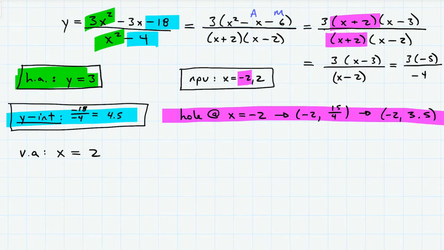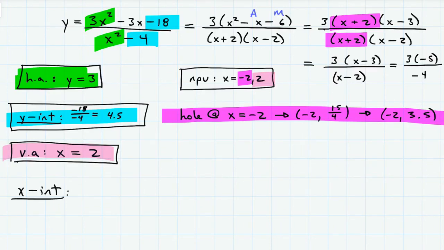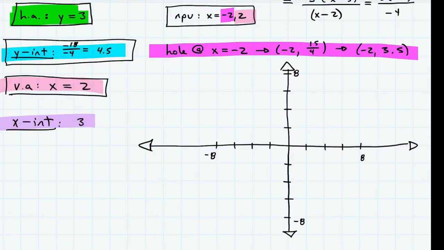So we know the hole is at negative 2, but that means that positive 2 non-permissible value must be a vertical asymptote. So the only thing left is we need some x-intercepts. We've got everything else. Well, that x minus 3 in the numerator doesn't cancel out, so that means there must be an x-intercept at positive 3. And now I'm going to try and sketch this.